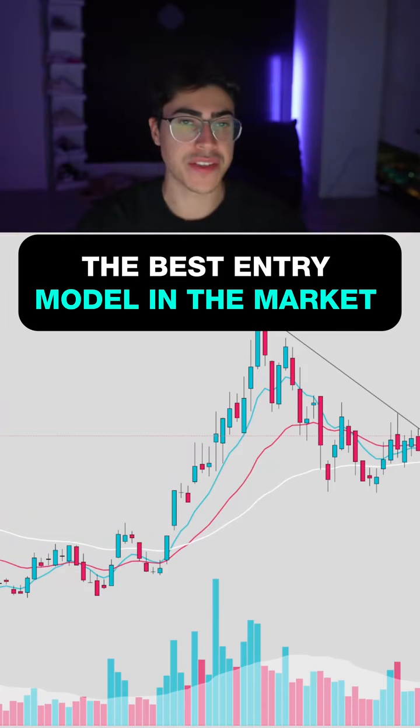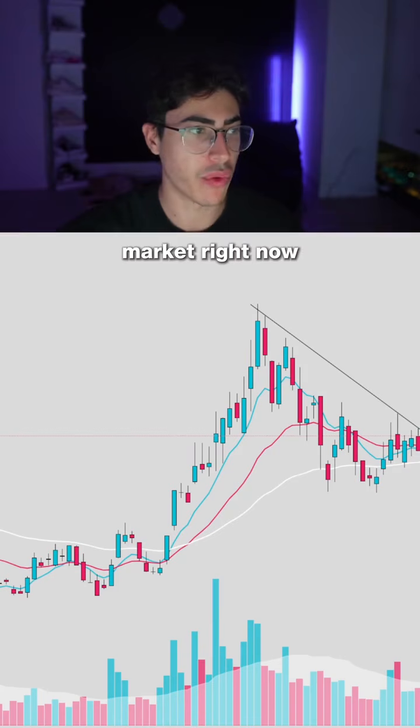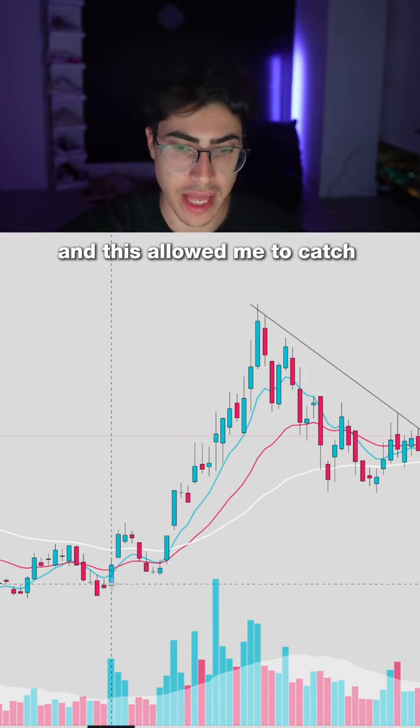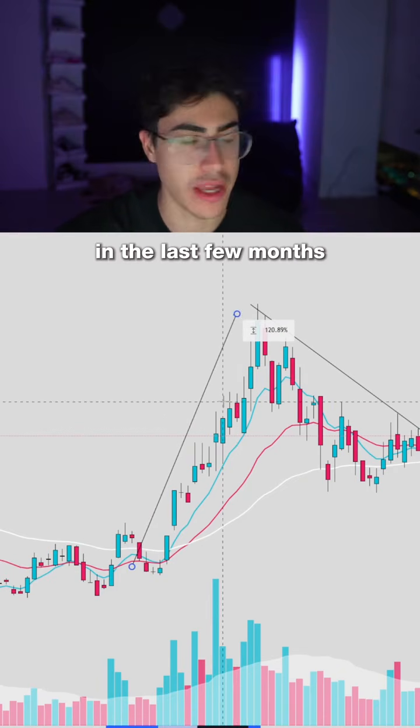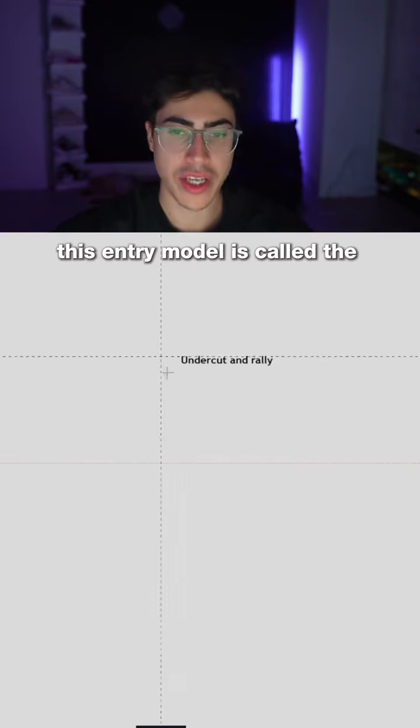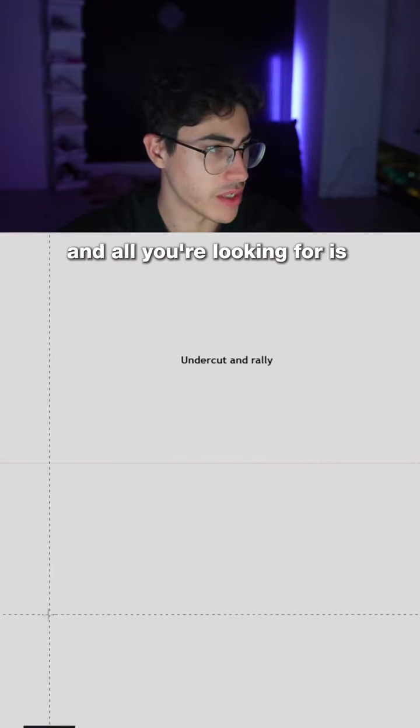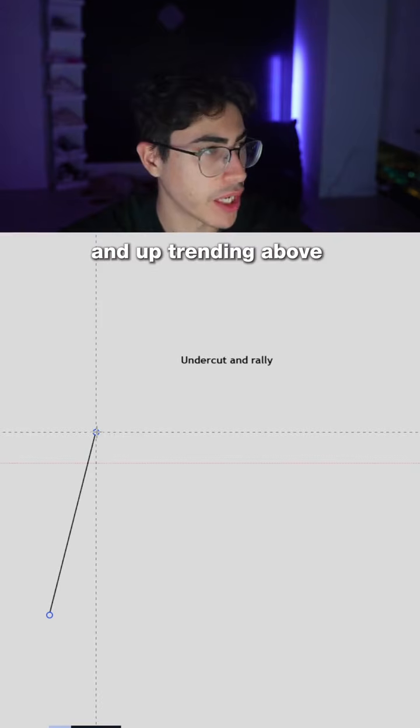I'm about to show you guys the best entry model in the market right now for momentum trading, and this allowed me to catch massive moves like this in the last few months. This entry model is called the undercut and rally, and all you're looking for is a stock that's going up and uptrending above the moving averages.